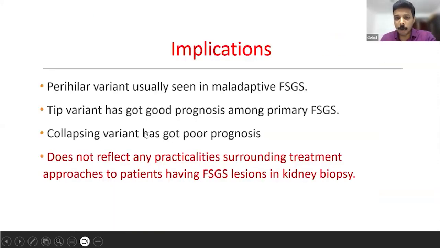So what is the implication of this D'Agati or Columbia classification? We can get some inference on the prognosis of the disease. One is if it is a perihilar variant, it is usually seen in maladaptive forms of FSGS. And if it is a tip variant, it has got good prognosis among primary FSGS. And the collapsing variant has got poor prognosis. Other than this, the classification of FSGS does not reflect any practicalities surrounding the treatment approaches to patients who are having FSGS lesion in kidney biopsy.